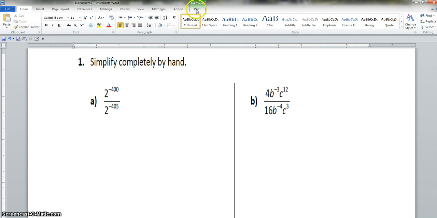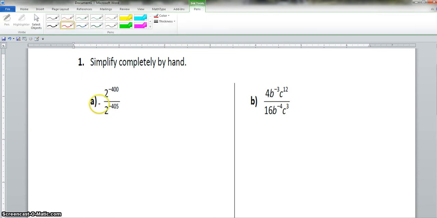Hello class, we're about to start the exam 2 review. So let's start with problem 1a.